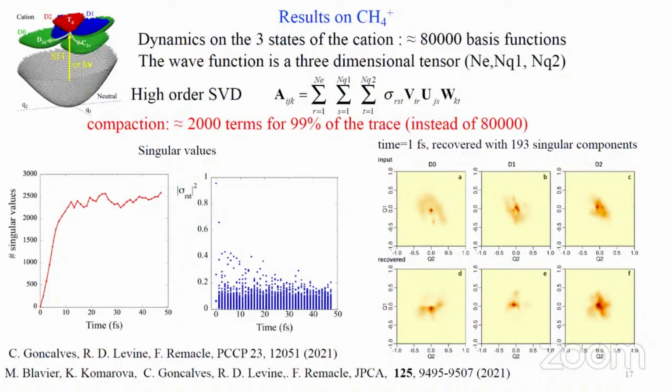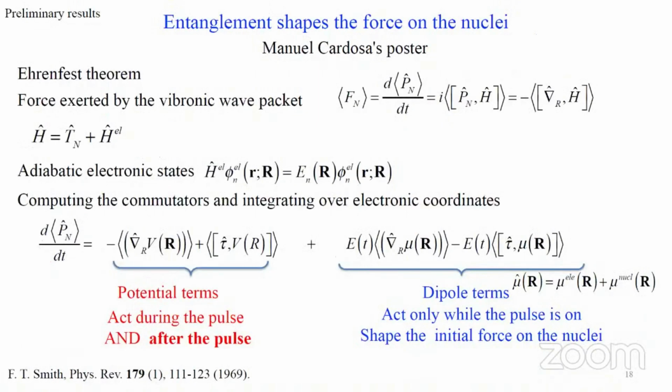And you see that with 2,000 terms, we can describe 99% of the trace of the density matrix of the system up to 50 femtoseconds. So we again get a major compaction. And not only that, we can also recover not too badly the wave function. Here I am showing at 1 femtosecond how we recover the wave function with only 190 terms in the expansion. Then it brings me to the last part of my talk, which is a very recent result.